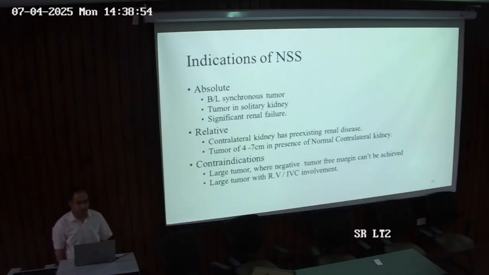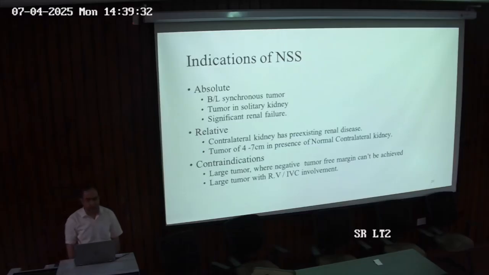So, indications of nephron sparing surgery, that is, partial nephrectomy. One indication is bilateral synchronous tumor. We can't remove both kidneys, so we have to go for partial. Another is a tumor in a solitary kidney; we can't remove the whole kidney. So: solitary tumor in a solitary kidney, bilateral tumor, and significant renal failure. If the patient already has creatinine 3 and you remove one kidney, creatinine will go to 5, and later the patient will go for dialysis. In such patients we preserve as much renal parenchyma as we can. So these three are the absolute indications.